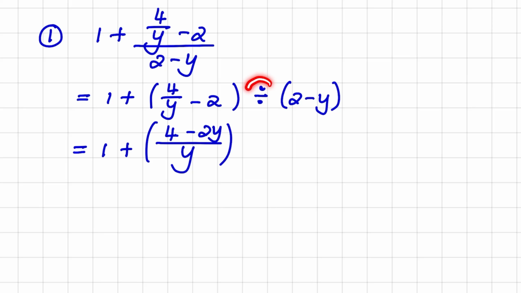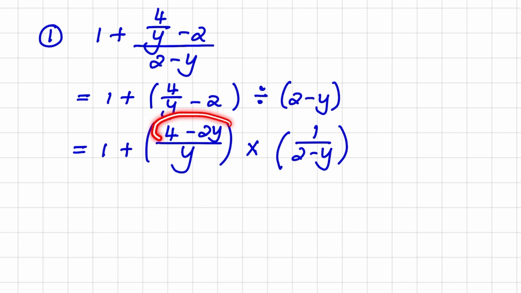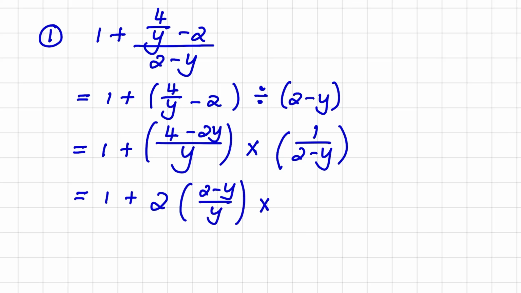Then I will apply the tip and times rule to change this division into multiplication. And that will lead to multiplying by 1 over 2 minus y. So now I notice that these fractions are starting to look very similar. But in the numerator in my first fraction, I can take out a common factor of 2. So when I do that, it will lead to 1 plus 2 times 2 minus y over y, closing the bracket, multiplied by 1 over 2 minus y.